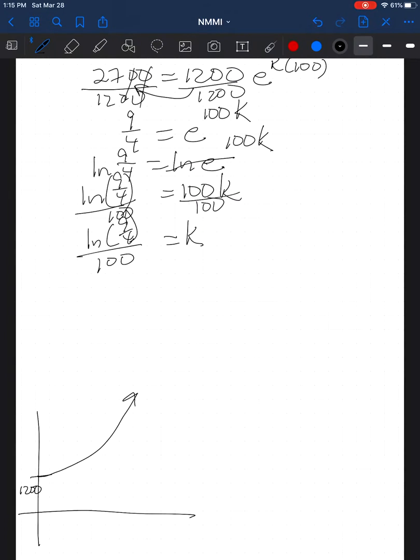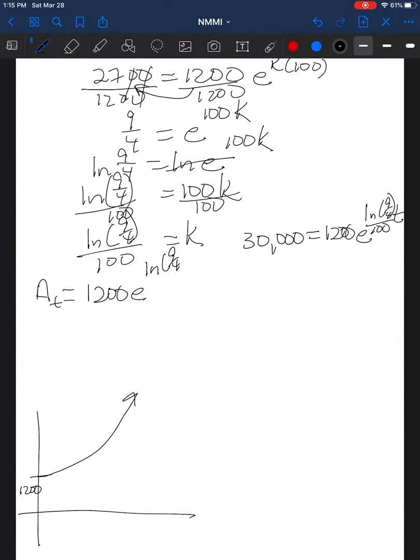All right, so now it says, assume exponential growth and find the time required for the number of bacteria to increase to 30,000. All right, so now I want the amount to be 30,000. The initial amount was 1,200. e to this thing right here, ln 9 over 4 divided by 100, t. We're solving for t this time. They give us everything else. And by the way, I should have written the exponential equation. And we just plugged into this for the amount after a period of time.